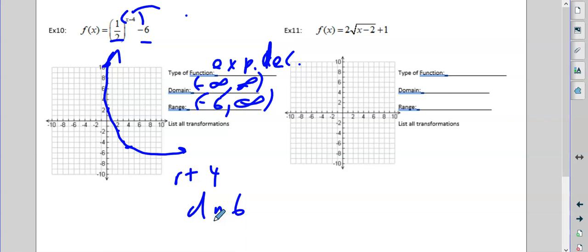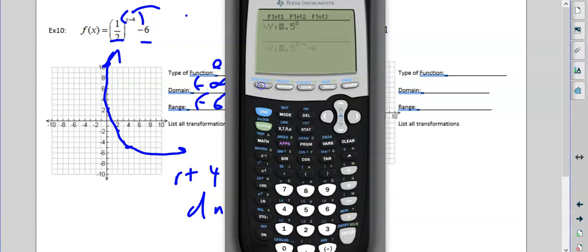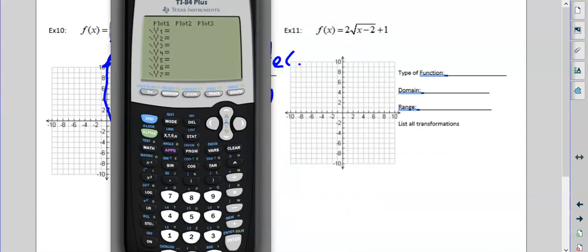All right. Last one. So we have a square root function. So I'm going to clear this out. So for the first one, I'm just going to put y equals square root of x. For this one, 2 square root, underneath x minus 2, hit right to come out of it, plus 1. Whoops. So here's my square root function, and there is my transformed one.